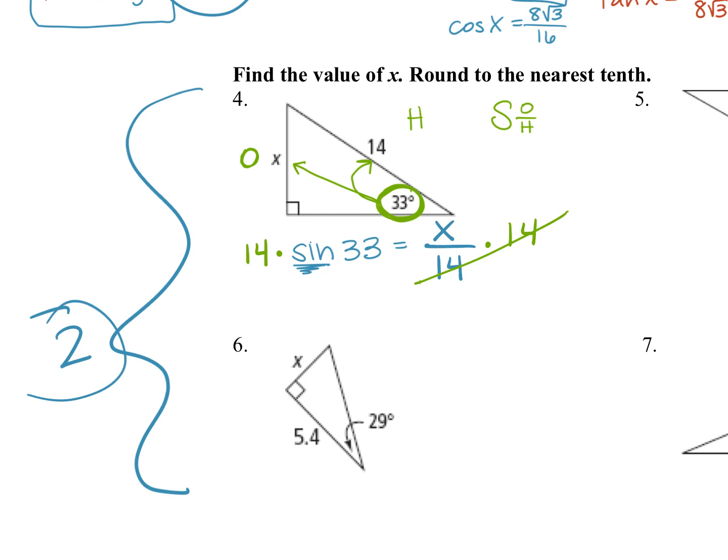Okay, plug this into your calculator. Make sure you're getting this. 14 sine 33. What do you get? I got 7.6249464. Yep, so to the nearest tenth, what would that be? 7.6, right? Because it's got a 2 behind the 6. So that is 7.6. Okay?